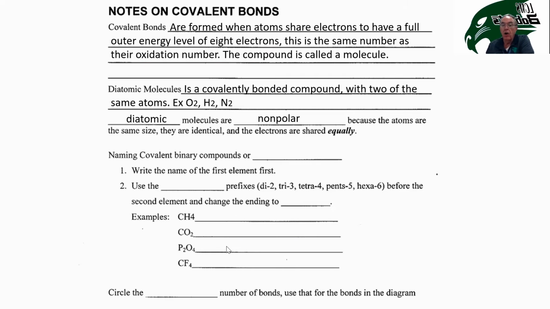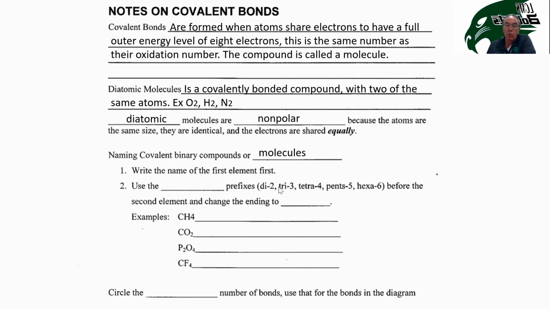Diatomic molecules are always nonpolar because the atoms are the same size, they are identical, and the electrons are shared equally. Remember we said sometimes the bigger atom picks on the little one and keeps the electron to itself most of the time.